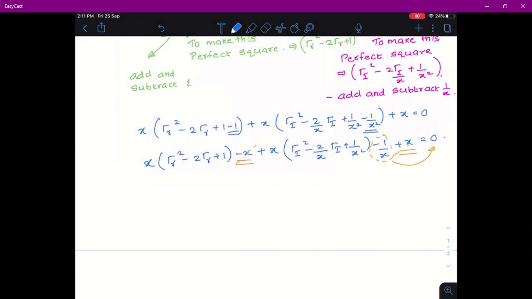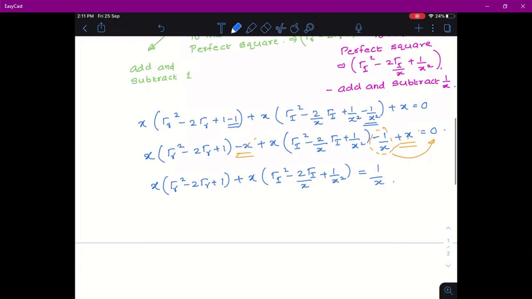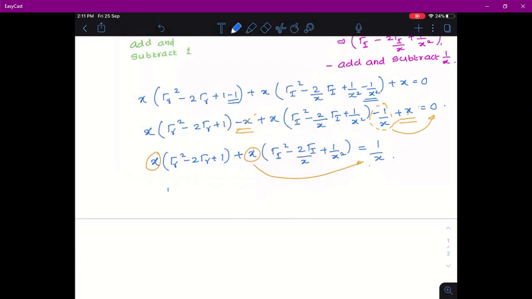So, I can write it as x into (tau r square minus 2 tau r plus 1) plus x into (tau I square minus 2 tau I by x plus 1 by x square) is equal to 1 by x. Okay. Now, you see that x is common in both the terms at the left hand side. So, you can bring this x to the right hand side. So, you will get tau r square minus 2 tau r plus 1 plus tau I square minus 2 by x tau I plus 1 by x square is equal to 1 by x square.